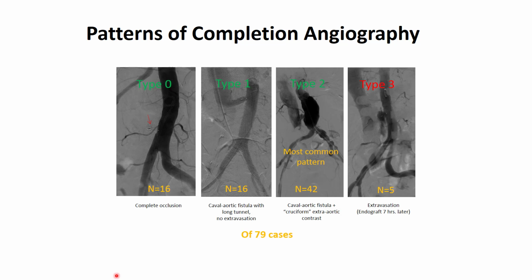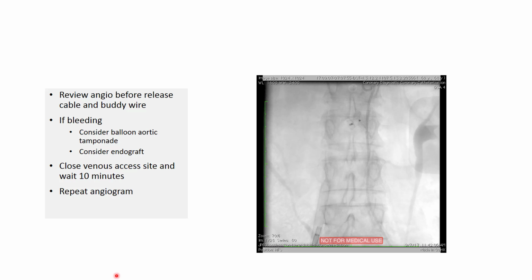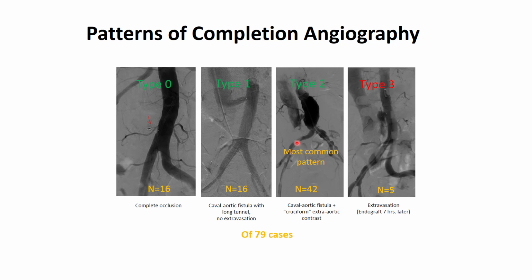So usually the type of closure you get, you have what we call a type 0. You don't have any communication between the aorta and the IVC. Type 1 is the one you get, which is the remaining fistula between the aorta and the vein that usually closes within hours. You have the type 2, which is the most common pattern, and it has a cruciform extra-aortic contrast that causes no hemodynamic challenge. And the type 3 are the ones that need an endograft by the end of the case. This was the CT post-discharge with complete closure with the device sitting between the aorta and the IVC.